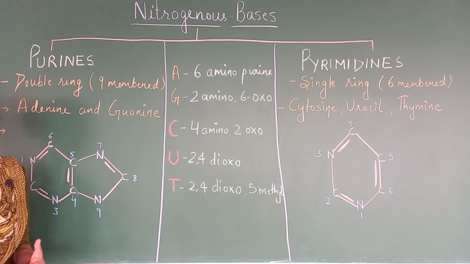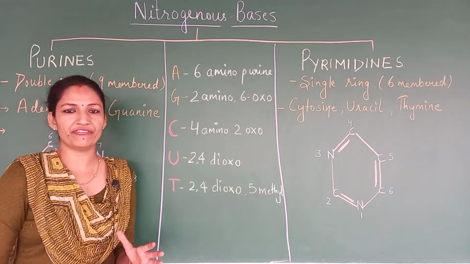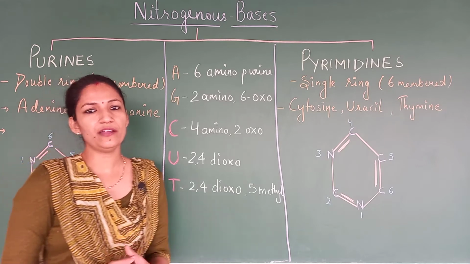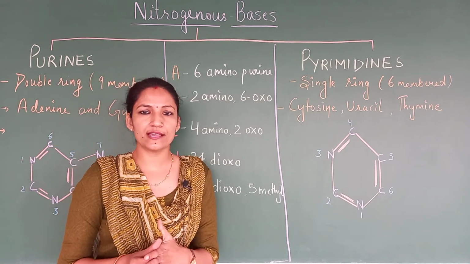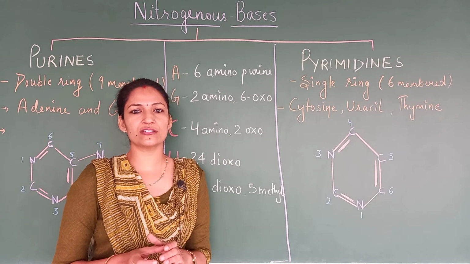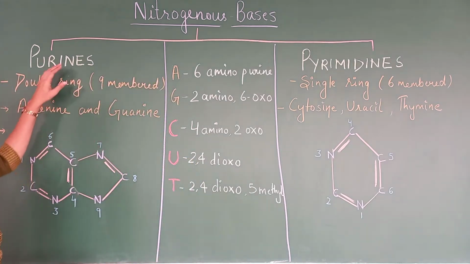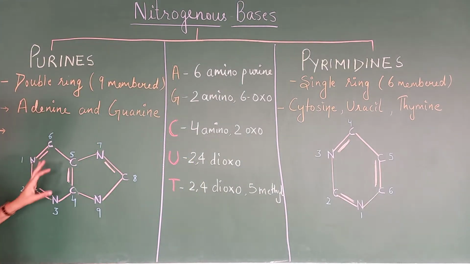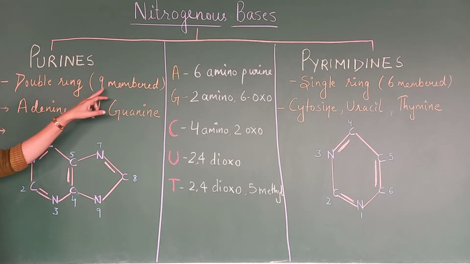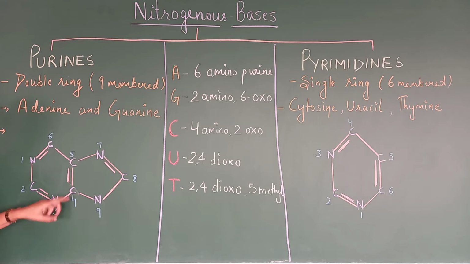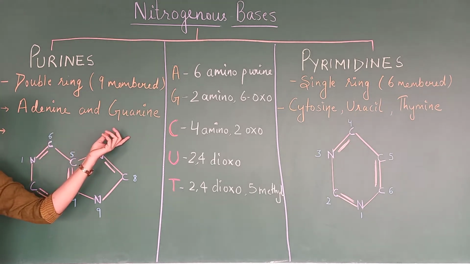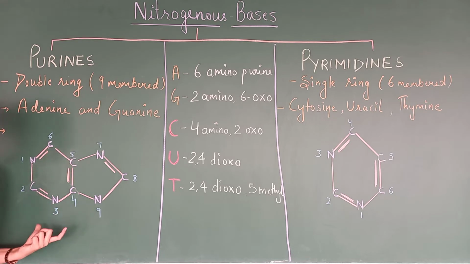These nitrogenous bases are categorized into two different categories, purines and pyrimidines. Purines, as the name is short, the structure is long. That is, purines are made up of two rings. They are double ring structures, a 9-membered ring. So, you can see 1, 2, 3, 4, 5, 6, 7, 8, 9. Under the purines, adenine and guanine come.